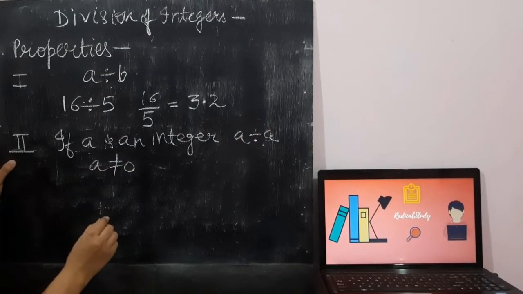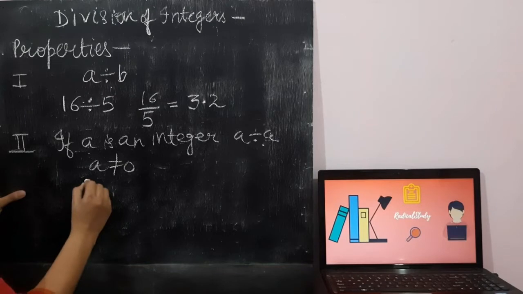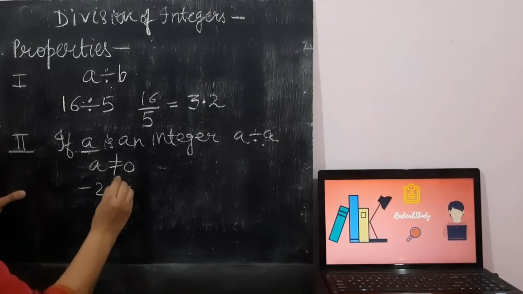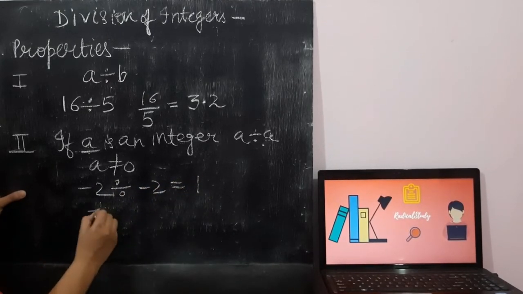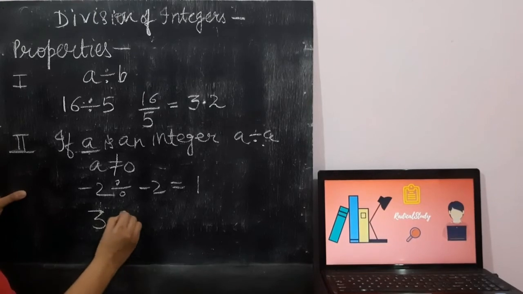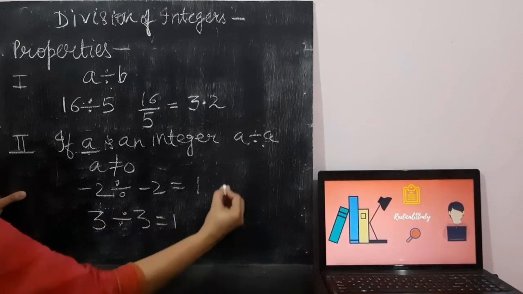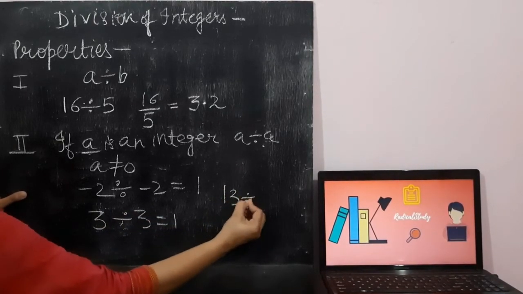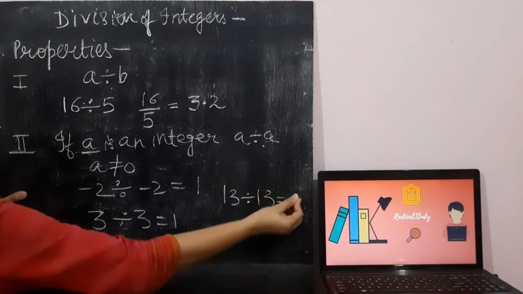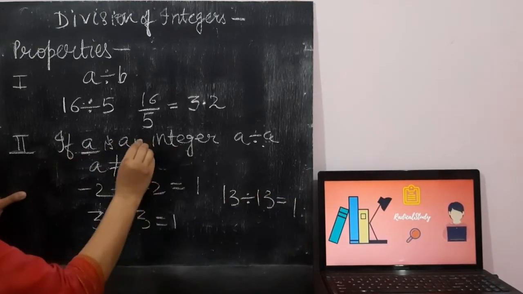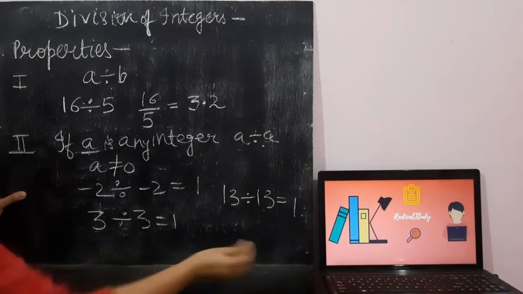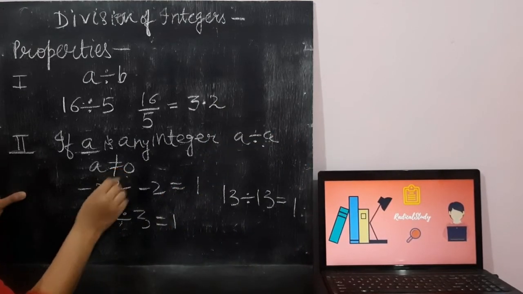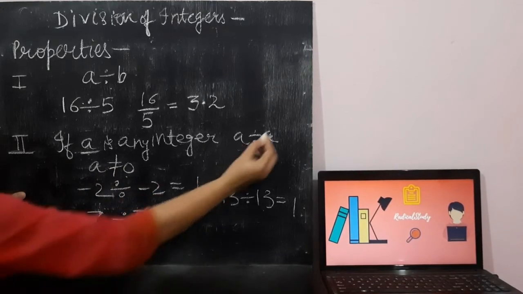Let's take some examples to understand this. We can put the value of a as minus 2. When you divide minus 2 by minus 2, the answer will be 1. When you divide 3 by 3, the answer will be 1. When you divide 13 by 13, the answer will be 1. So if a is any integer, okay students, and we divide it by the same number and it is not equal to 0, then we get the answer as 1.